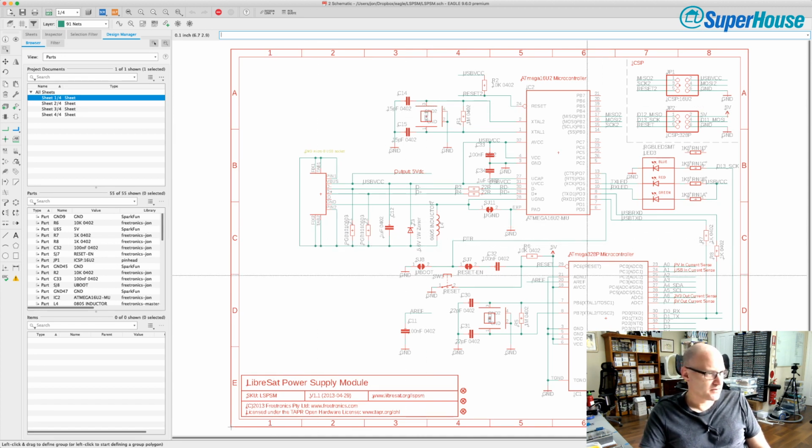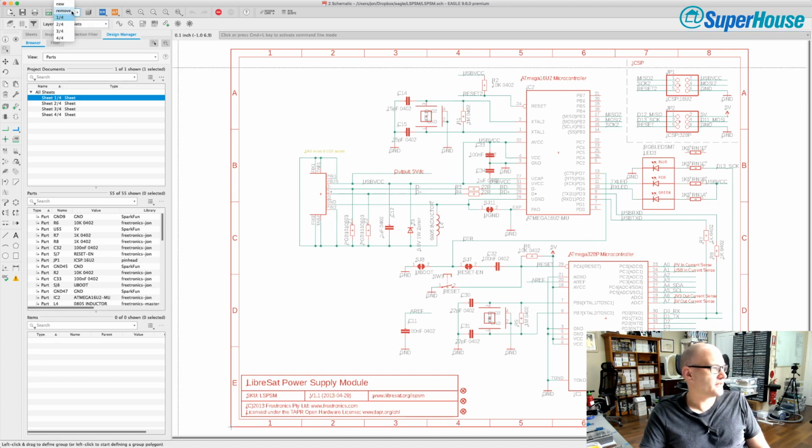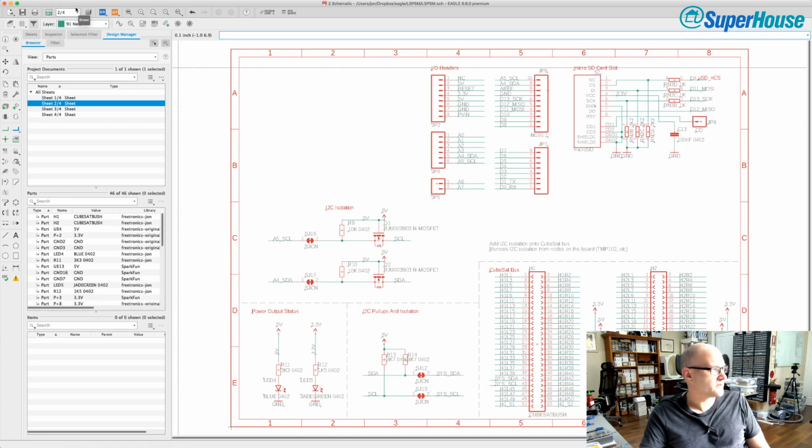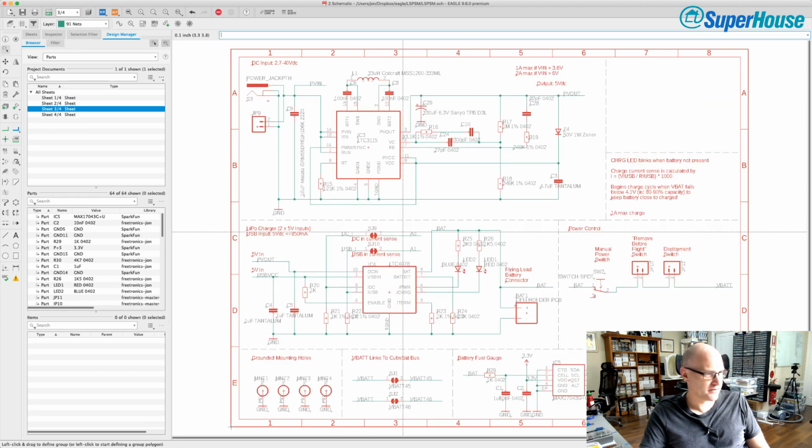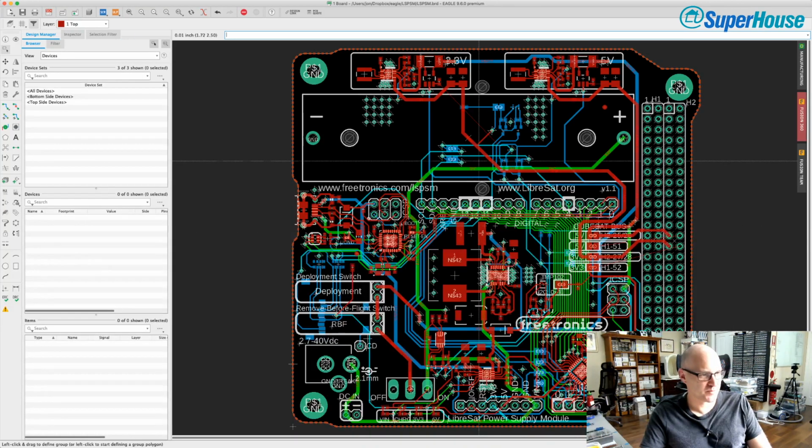So where is that in here? Oh yeah, just backing up a little bit. Where are we? I think it's in here. PV out. No. Fuel battery gauge. There, I think it is in there. I'll find it eventually. Just what I'll do though is back off and look at this board.